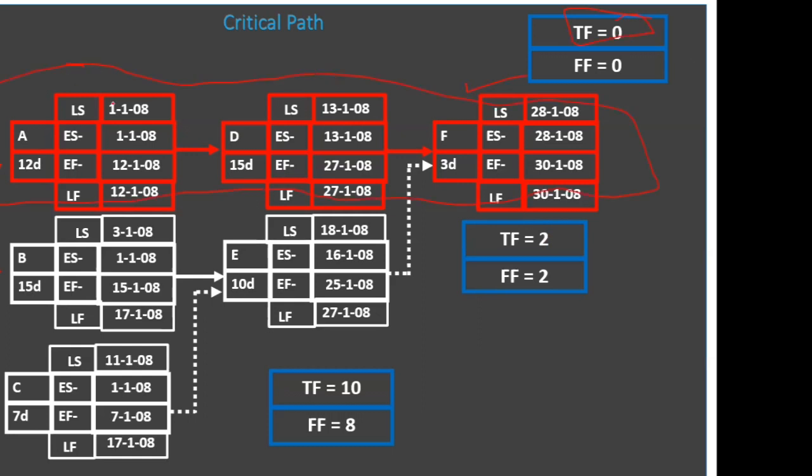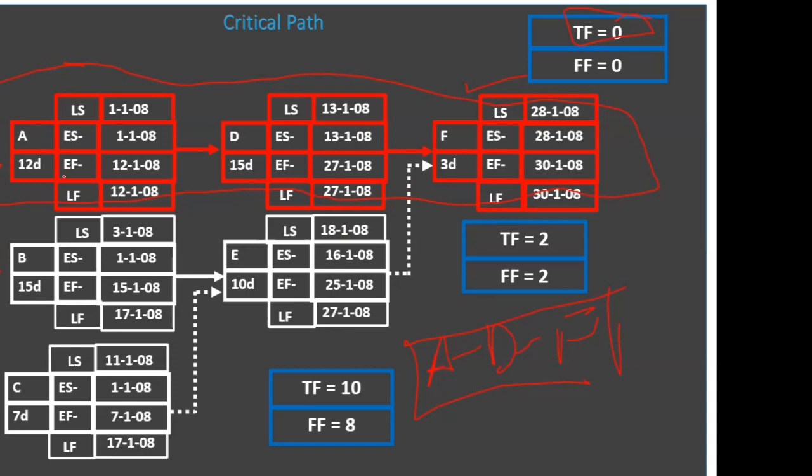And always remember, the path of your project having all the activities as critical is the critical path in your project. So if somebody asks you what is the critical path in this particular project, A to D to F. This is the critical path because all the activities in this path, A, D, F, are critical. And the critical path will be the largest path in your project.